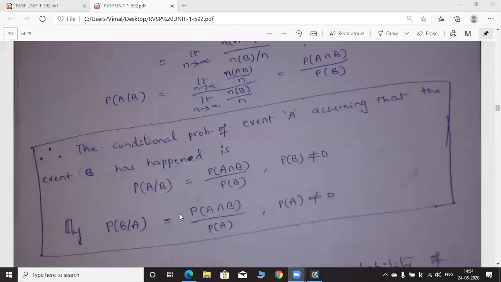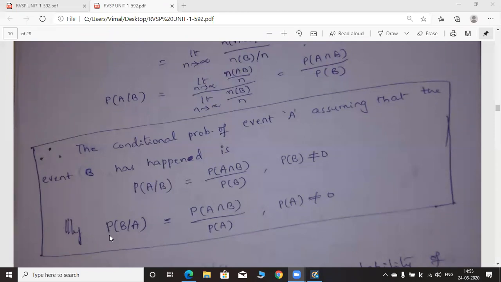So probability of A given B is equal to probability of A intersection B divided by probability of B. This formula is valid if and only if probability of B is not equal to 0, because if the denominator is 0, the probability becomes infinity. That is not a correct value, because probability value lies between 0 and 1, including 0 and 1. So probability value starts from 0 and ends with 1. The value must not be infinity.